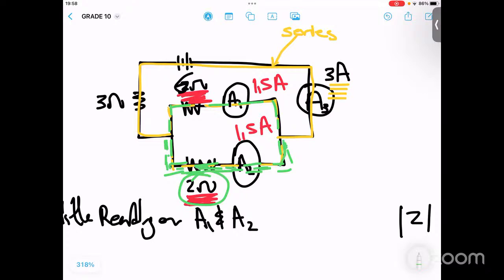Only if the resistors are different, you will need to perform a calculation. But if they are the same, you just take the total and divide it by 2. It will give you 1.5. That's how it splits.